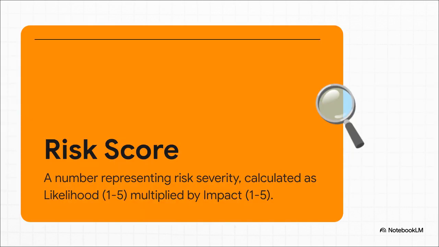Now, at the very heart of this is something called the risk score. So how do you take a vague threat and turn it into a concrete number? Well, it's actually a beautifully simple formula. You just take the likelihood of that risk happening, let's say on a scale of 1 to 5, and you multiply it by the potential impact if it does happen, also on a scale of 1 to 5. The result is one clean, simple number that tells you its overall severity.